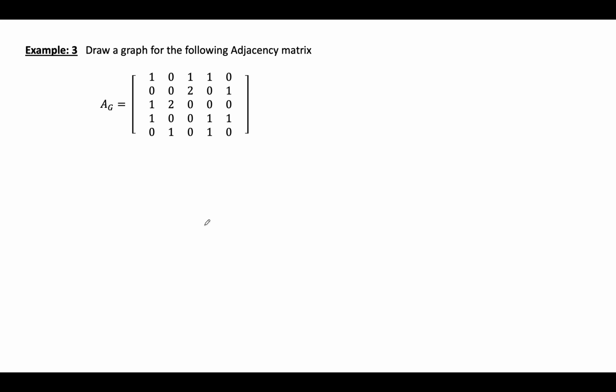What if we have the opposite? We have the adjacency matrix here, and we need to draw the graph itself. If you can see here, we have a matrix of size 1, 2, 3, 4, 5, so 5 by 5. That means we have 5 vertices in this graph. So here we have V1, V2, V3, V4, and V5. Now we'll go one by one.